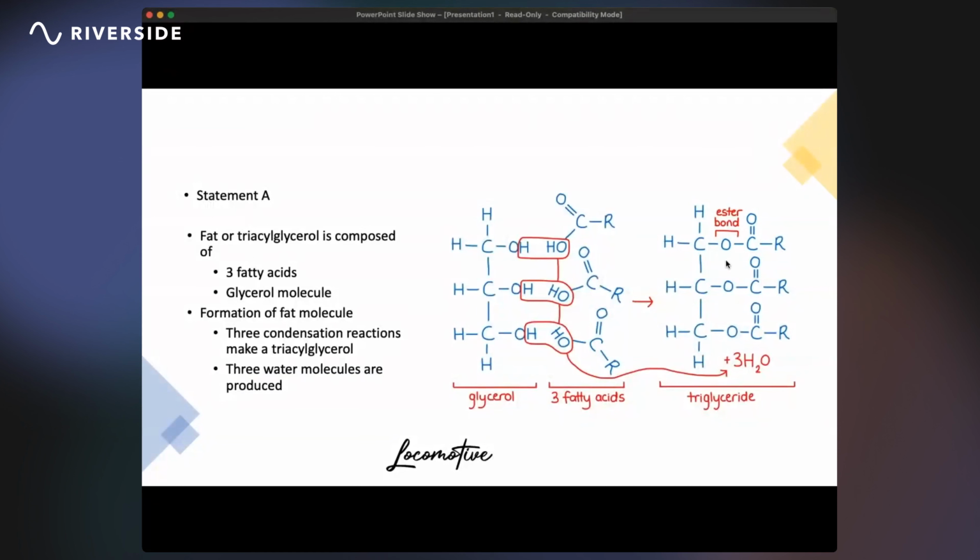And this reaction is esterification. 3 condensation reactions make a triacylglycerol or fat molecule. The first reaction yields a monoacylglycerol, and the second a diacylglycerol, which is an important molecule for sending signals within the cell, and the third a triacylglycerol. And also 3 water molecules are produced at the end. You have to know this reaction.